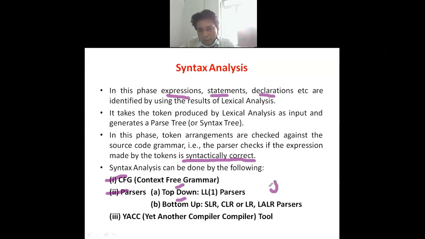In unit 2, we are going to study the parsers. And this is the tool. YACC is the most popular tool for generating the syntax analyzer, which is known as the YACC tool, and its full form is Yet Another Compiler Compiler. It is also in your syllabus in unit 2, and we are going to study it in unit 2.